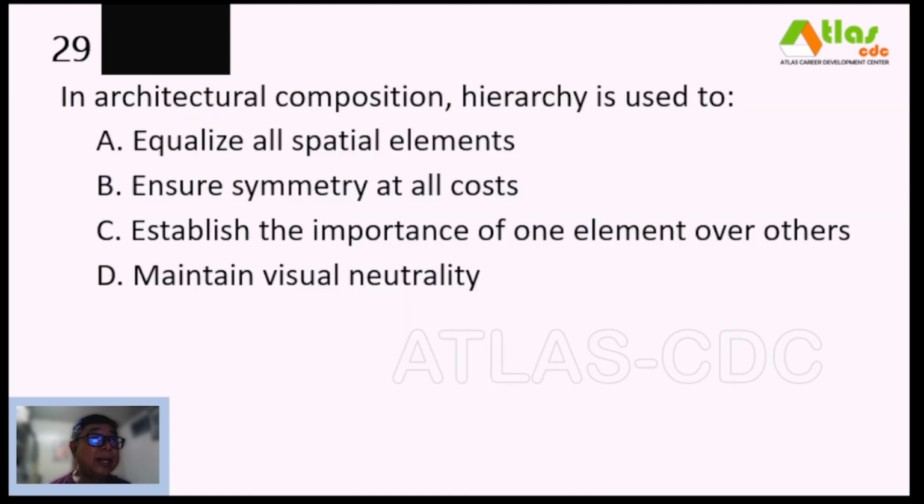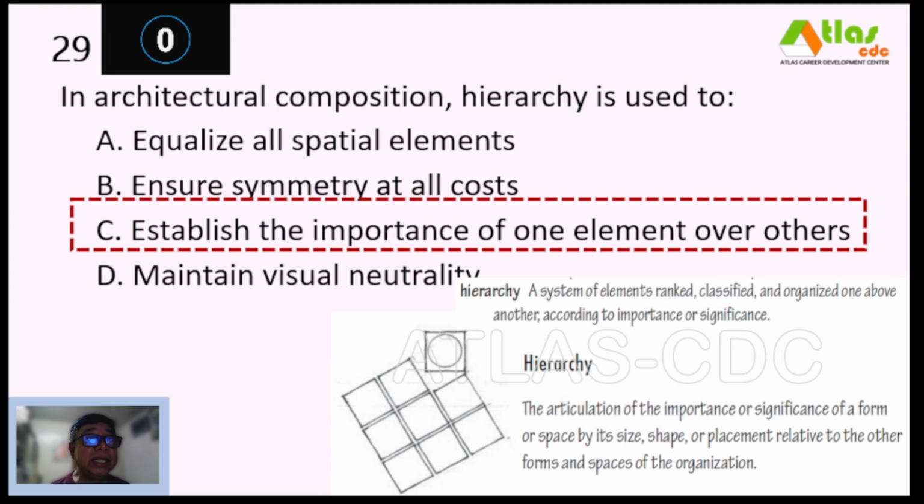Number 29. In architectural composition, hierarchy is used to A. Equalize all spatial elements. B. Ensure symmetry at all costs. C. Establish the importance of one element over others. And D. Maintain visual neutrality. And our answer is letter C, establish the importance of one element over others.